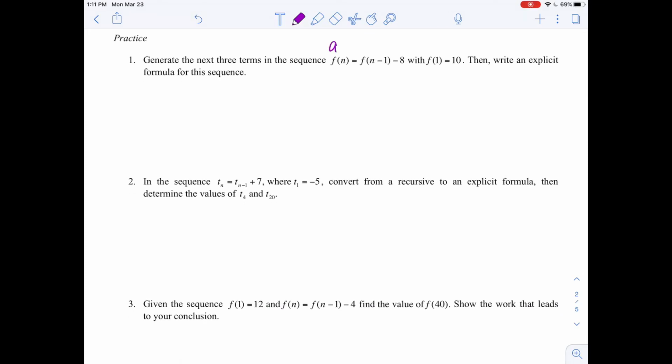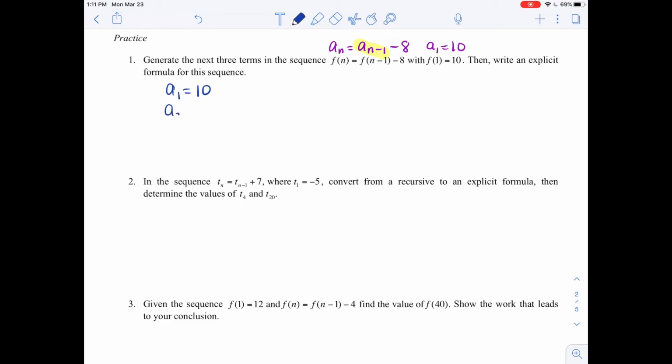Okay, so let's do another practice example. If you take a look at question number 1, it says generate the next 3 terms given the sequence. So I'm going to rewrite this as a sub n equals a sub n minus 1 minus 8, where a sub 1 equals 10. Okay, so you're going to be starting with a sub 1 equals 10.